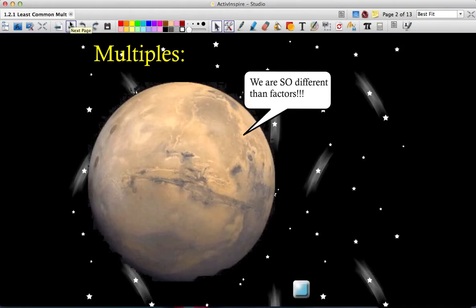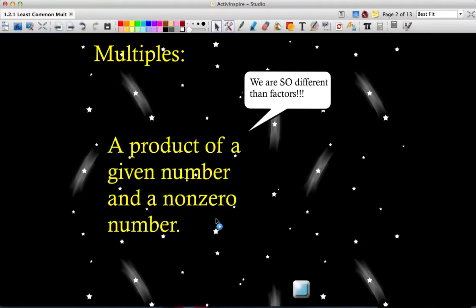So first things first, we have to know what multiples are. Now, multiples and factors are completely different, so it's important that you pay close attention to what a multiple is and what a factor is. A multiple is a product of a given number and a non-zero number. So what I like to tell people is multiples are your count bys.